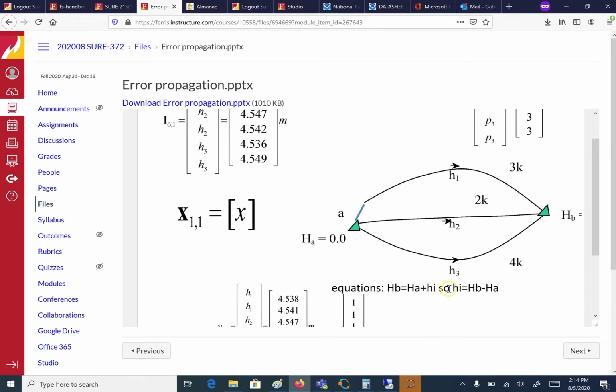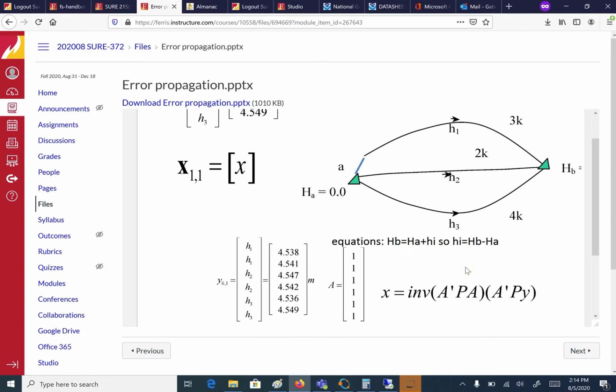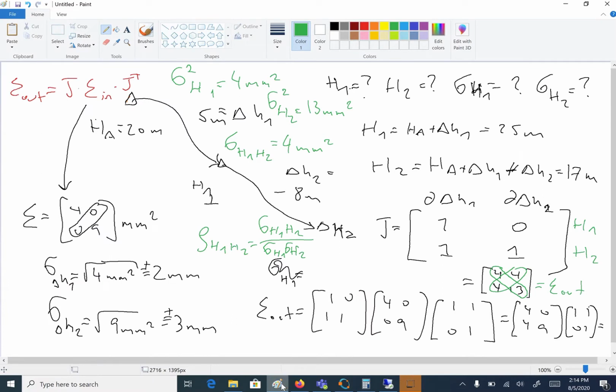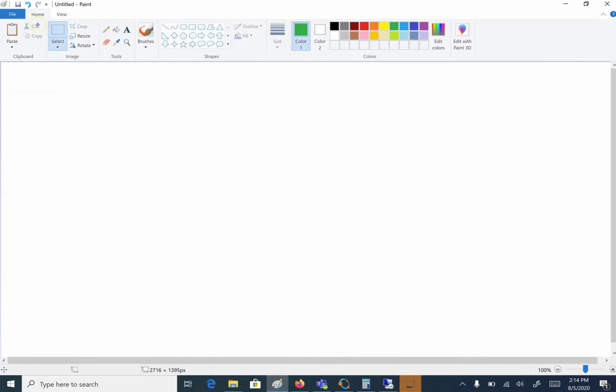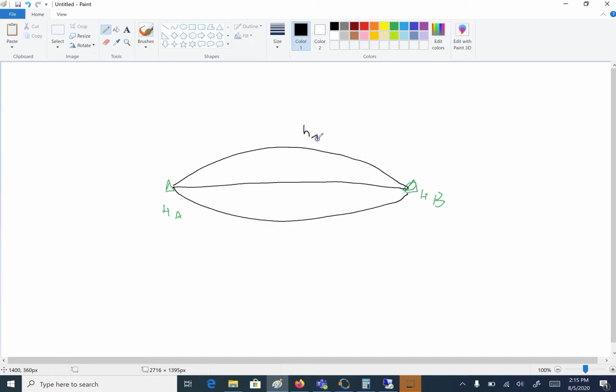And we have to rearrange this so that we write down the measured as a function of the unknown. That is, each measurement, H1, H2, H3, H4, H5, and H6 are going to be equal to HB minus HA. So this is HB. H5 and 6.